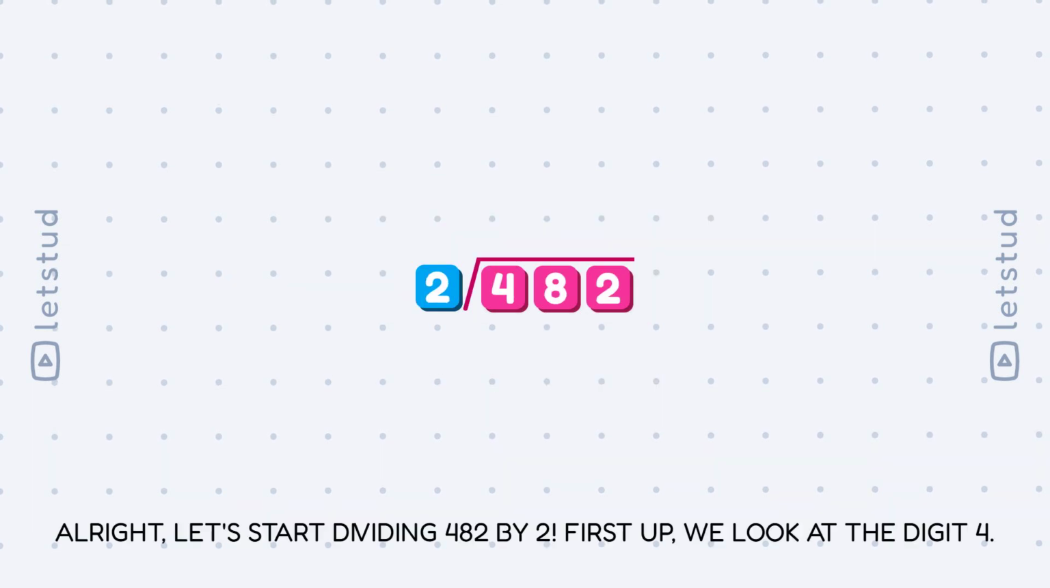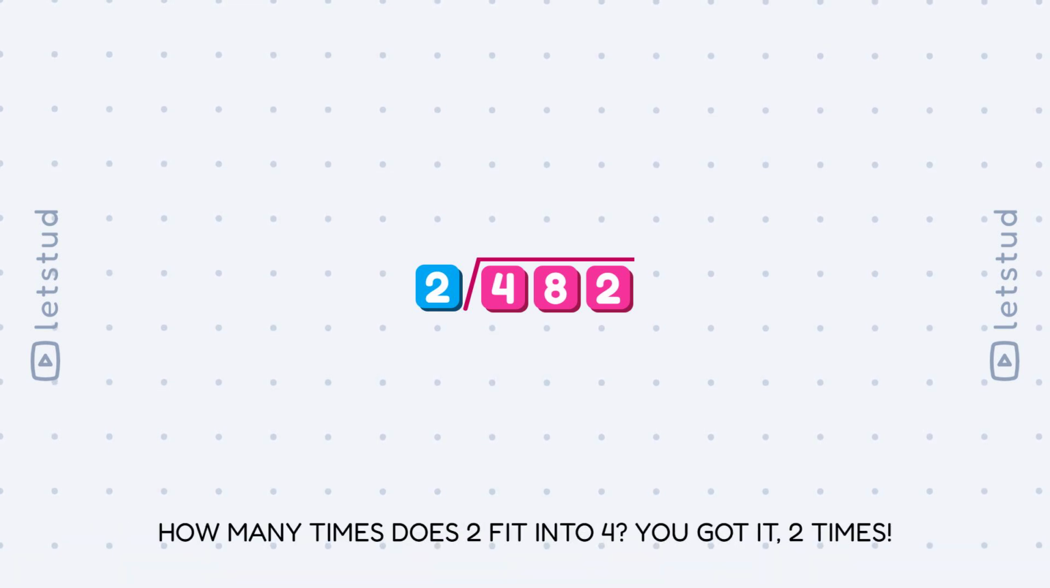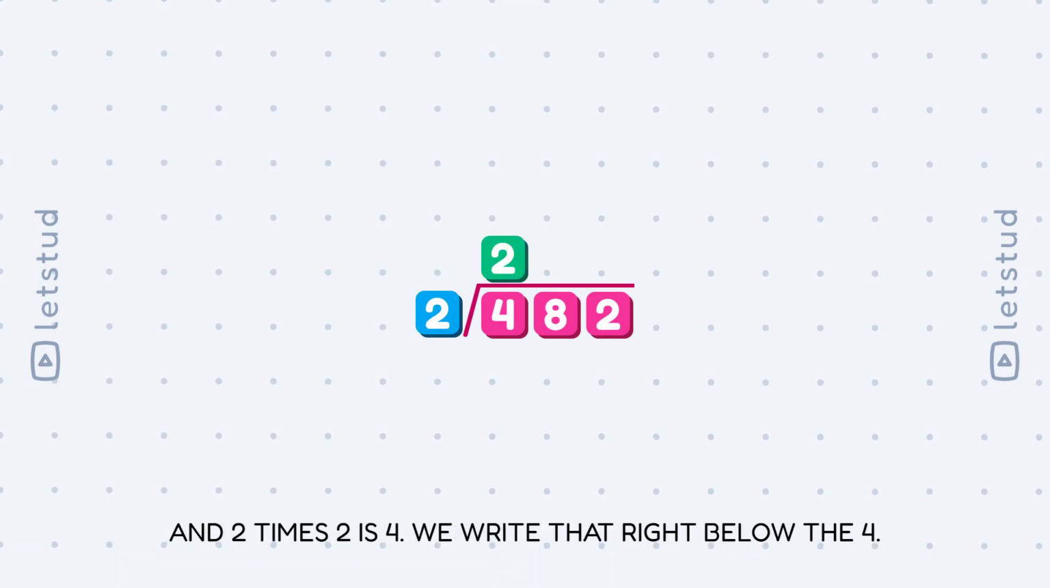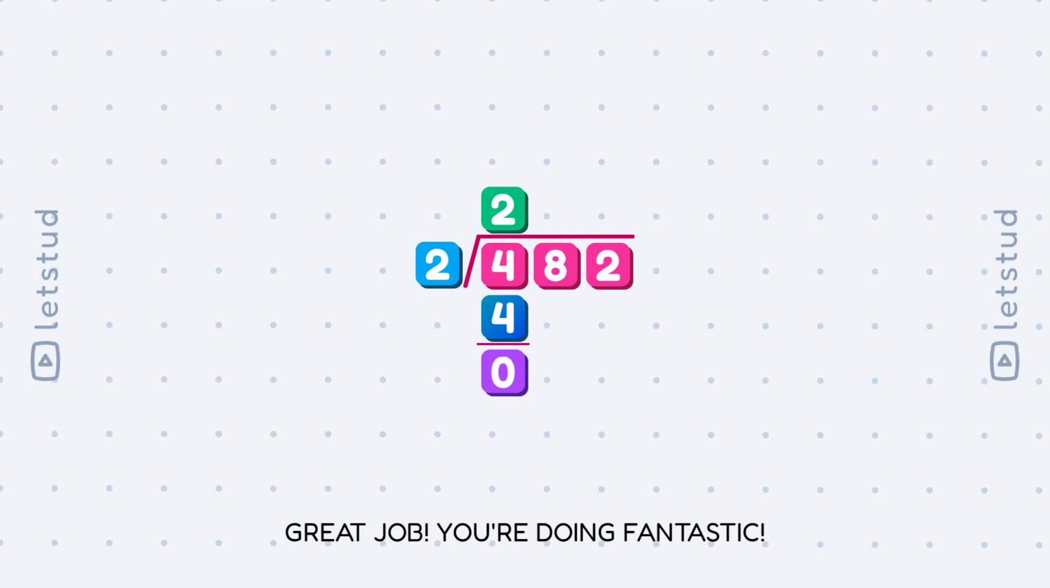Alright, let's start dividing 482 by 2. First up, we look at the digit 4. We're going to use the digit 4 for this step. How many times does 2 fit into 4? You got it, 2 times. And 2 times 2 is 4. We write that right below the 4. Now we subtract: 4 minus 4 equals 0. Easy peasy. Great job, you're doing fantastic.